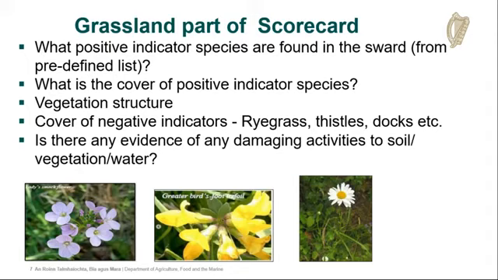And the negative questions is cover of negative indicators, which does include ryegrass. So if you do have that ryegrass below 30%, you're getting marks. Not only will you not have the positive marks in questions 1 and 2, but you will have marks removed there. Also, then there's the noxious weeds. And is there any evidence of damaging activity to soil, vegetation, or water? So that's things like if there's bare soil and erosion, any damage to water courses from vehicles or livestock, hedges damaged by machinery, burning or dumping, that sort of thing.